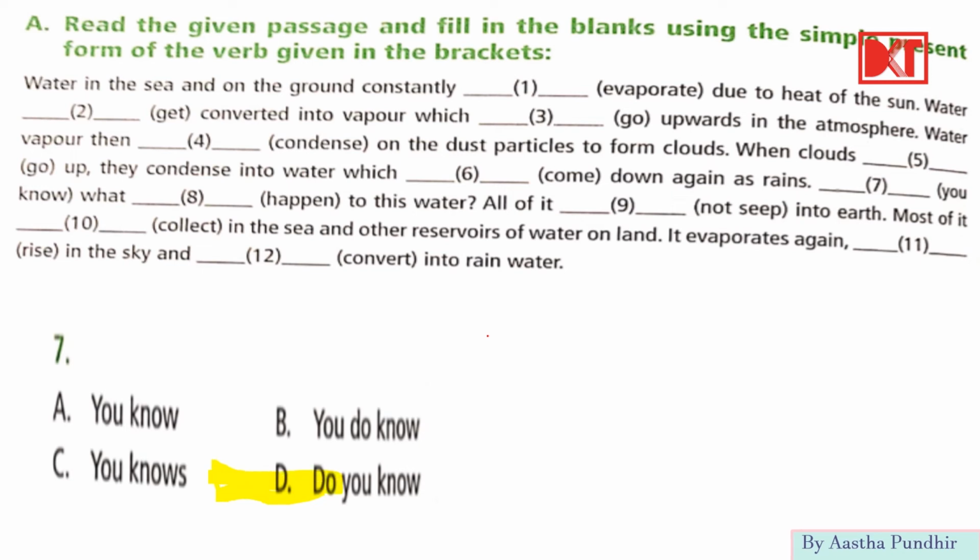Now this is a question, right? Because if you see, you know what dash happened to this water. So here this is a question, right? क्वेश्चन में हम सिंपल प्रेजेंट की फॉर्मेशन कैसे करते हैं, डू लगा के. And for the other, this would have been correct if this would not have been a question, but it is a question. This is incorrect. And you do know is also the incorrect form. You knows is also incorrect because S is only used in singular third person. All right.